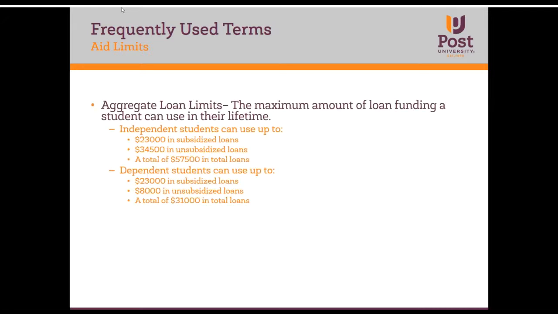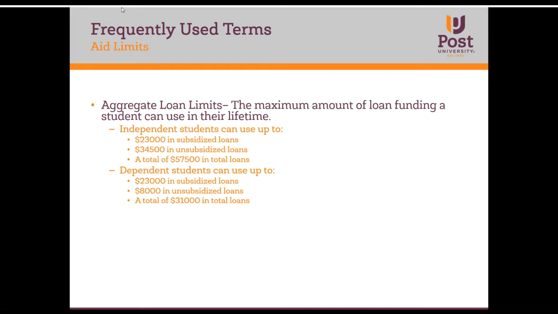So now that we've talked about all the terms that go into the financial aid, how much money do you get? That's what everybody wants to know, right? How much money is there? So the Department of Ed gives us what are called aggregate loan limits. It's a big fancy term for the most money that you can get. That's just the easiest way to put it. So for an independent student, that amount is $23,000 in the subsidized loans we talked about, and it's $34,500 in the unsubsidized. That's the maximum. That's the breakdown for a total of $57,500.